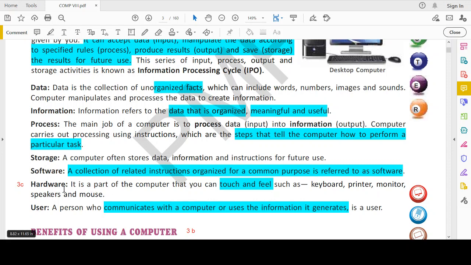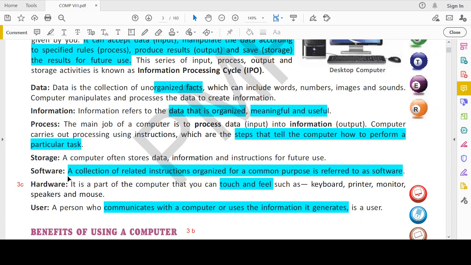Next is hardware. It is the part of the computer that you can touch and feel, such as keyboard, printer, monitor, speakers, and mouse. Unlike software, hardwares are tangible. You can touch them and feel. But softwares you cannot touch and feel. So hardwares you can see, you can touch and feel. Like the input devices, the output devices, and all the hardware peripherals you see on a computer are hardware.